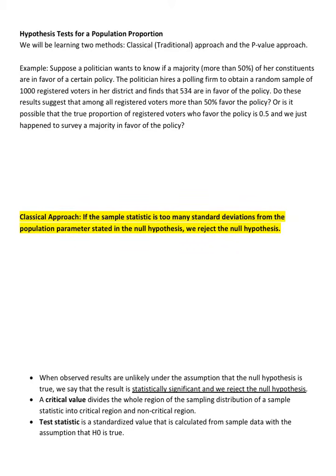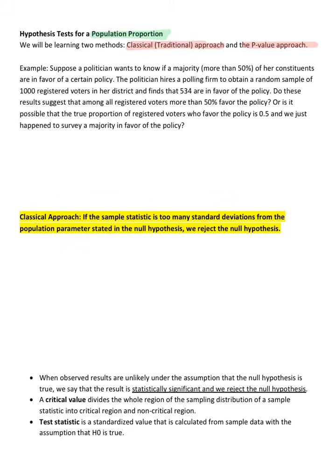Hi guys! So, in this section and in the next two sections, we're going to be actually performing the step-by-step hypothesis tests. Now first, we're going to focus on hypothesis tests for a population proportion. For hypothesis tests, for any parameter, it doesn't matter if it is for a proportion, mean, standard deviation, or even variance, there are two methods to do hypothesis tests: the classical or traditional approach and the p-value approach. I will show you both methods in each section, okay?